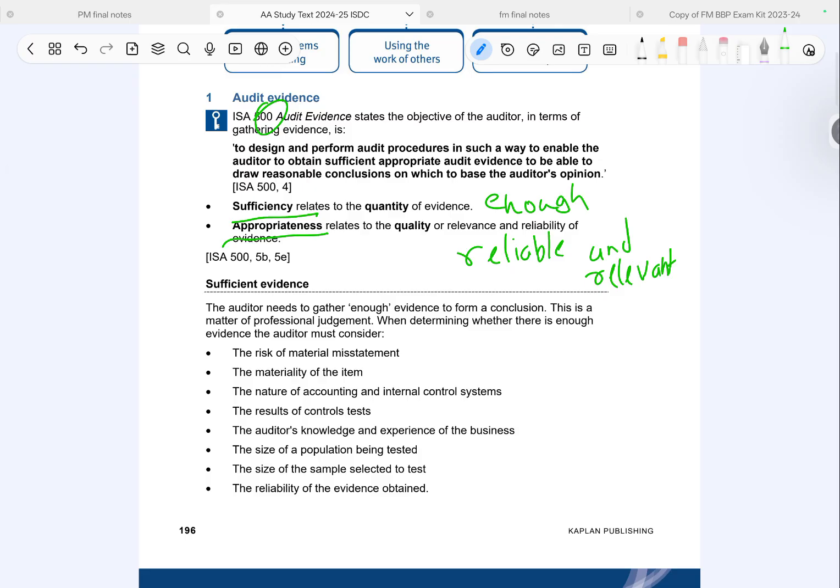Then they also consider results of control testing, their own knowledge and experience with the business, the size of the population, the sample size they are testing, and of course how reliable the evidence actually is. So yeah, it's not random at all. It's all calculated and based on judgment.